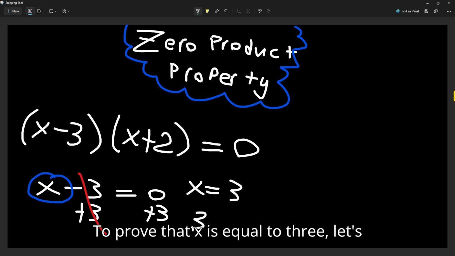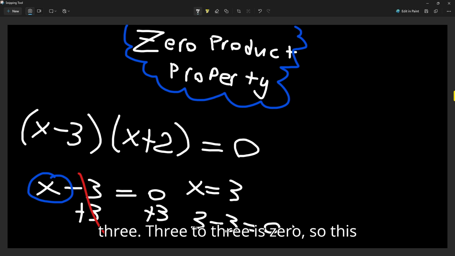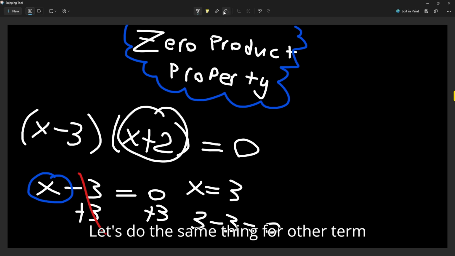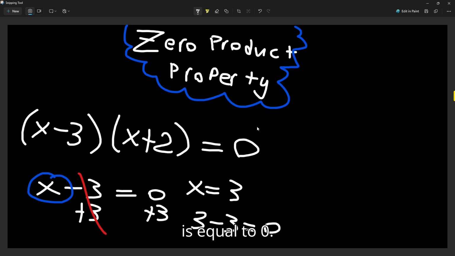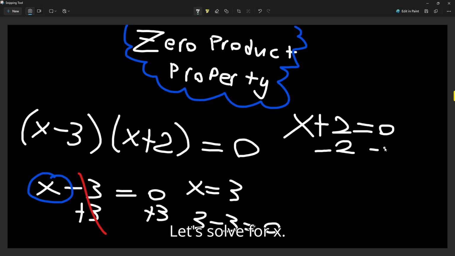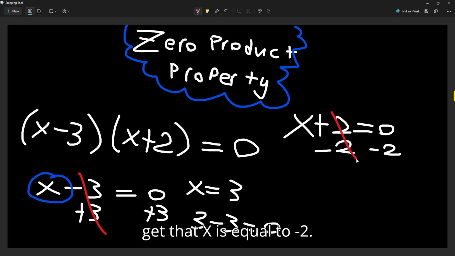To prove that x is equal to 3, let's replace x with the value of x, which is 3. 3 minus 3 is 0, so this is indeed true. Let's do the same thing for the other term inside of a parenthesis, which is x plus 2 is equal to 0. Let's solve for x, subtracting 2 on both sides. We will get that x is equal to negative 2.